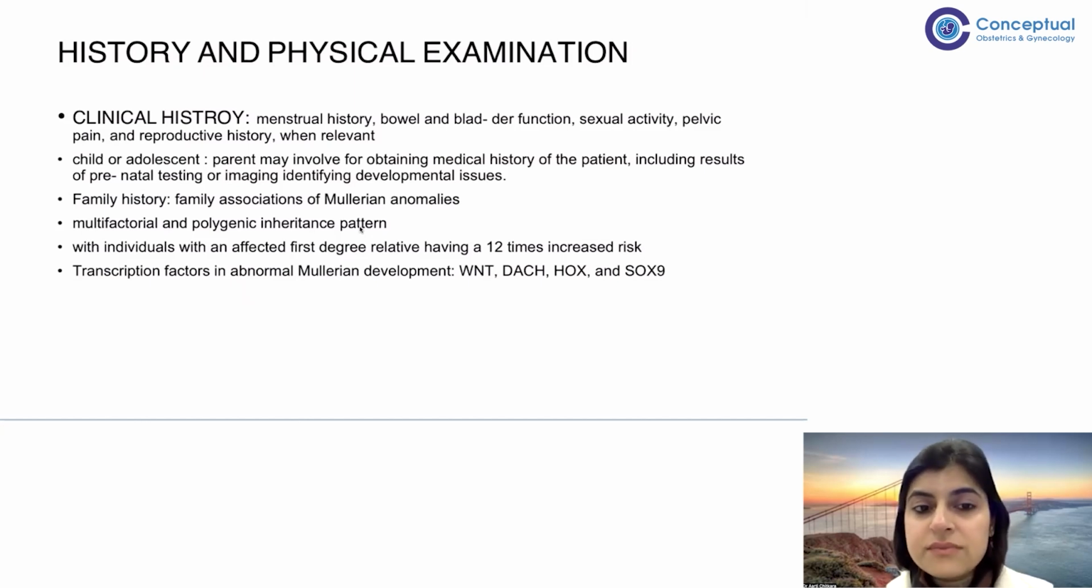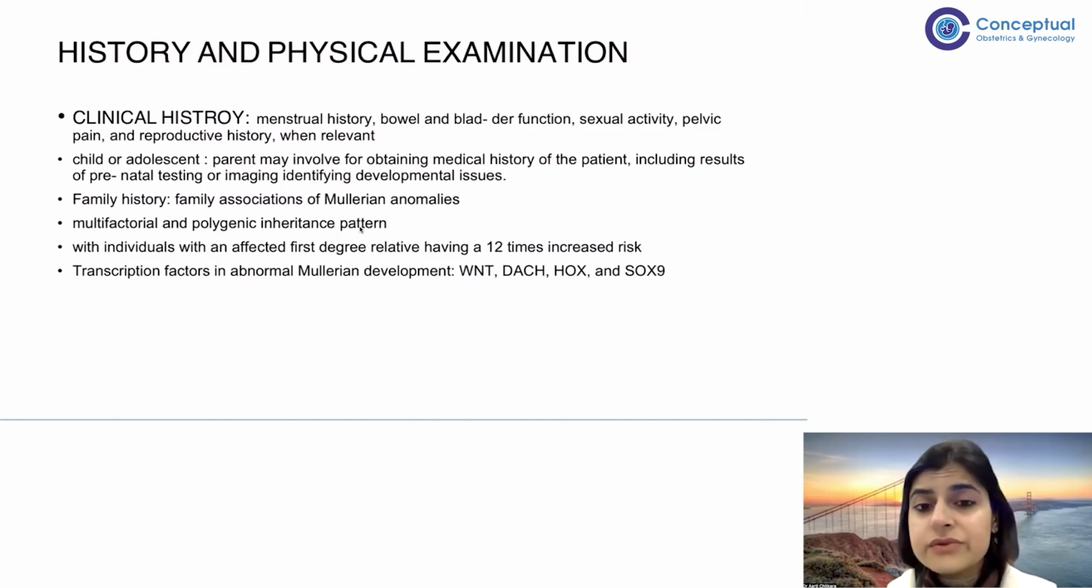Child or adolescent, parent may be involved for obtaining medical history, including results of any kind of prenatal testing or imaging that were used. Like suppose there is a finding in the newborn itself. So you would want to look at the level 2 ultrasound and other ultrasounds of the patient.